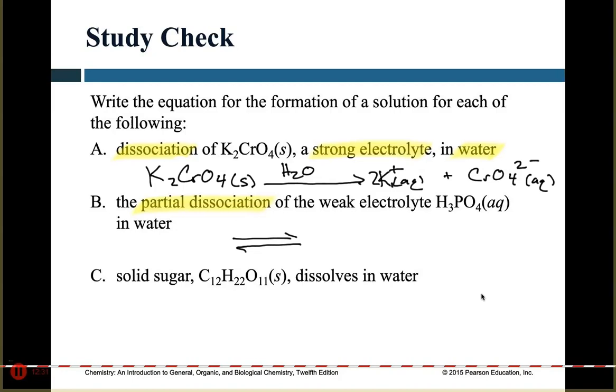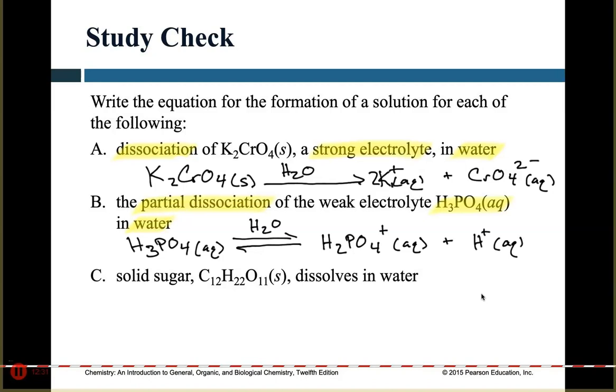So we have a partial dissociation of the weak electrolyte phosphoric acid, and it's going into water. Again, we write with what we started with. So we have our H3PO4 aqueous, it's in water. In this case, it partially dissociates. Let's write just losing one of those hydrogens. There's my dihydrogen phosphate, and then my H plus cation. And so it would be all set there.